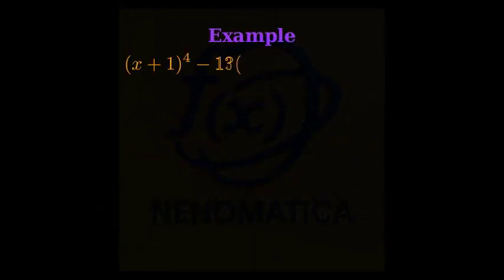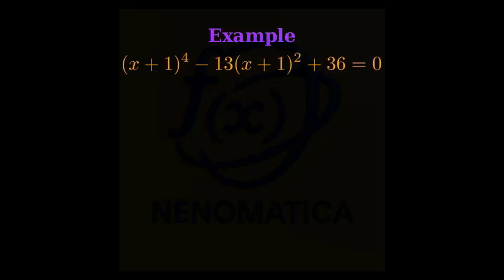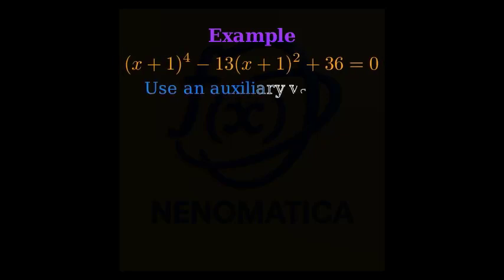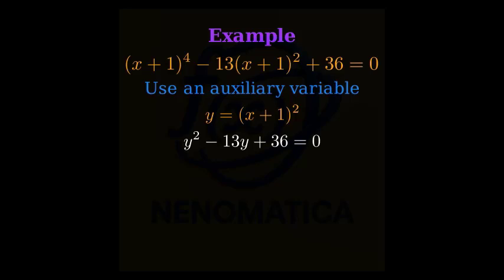Example. We will solve the equation (x plus 1) to the fourth, minus 13 times (x plus 1) squared, plus 36 equals 0. We will use substitution to reduce it to a quadratic in a new variable. Notice the repeated pattern, (x plus 1) squared. Let's substitute y equals (x plus 1) squared. Then the equation becomes y squared minus 13y plus 36 equals 0.